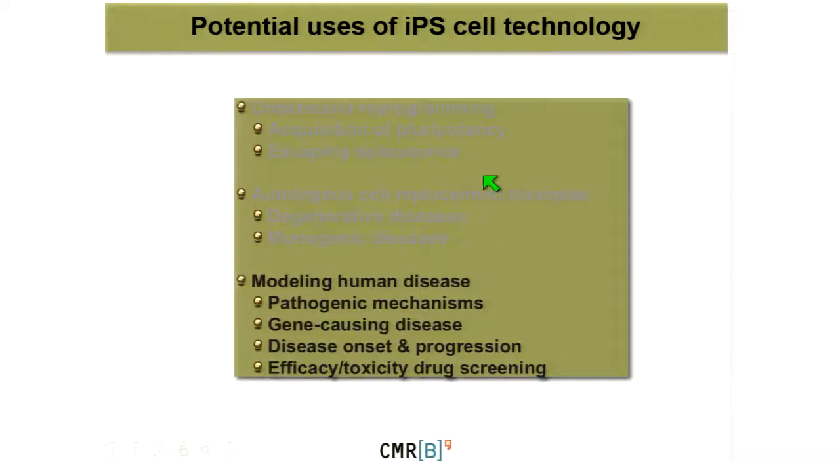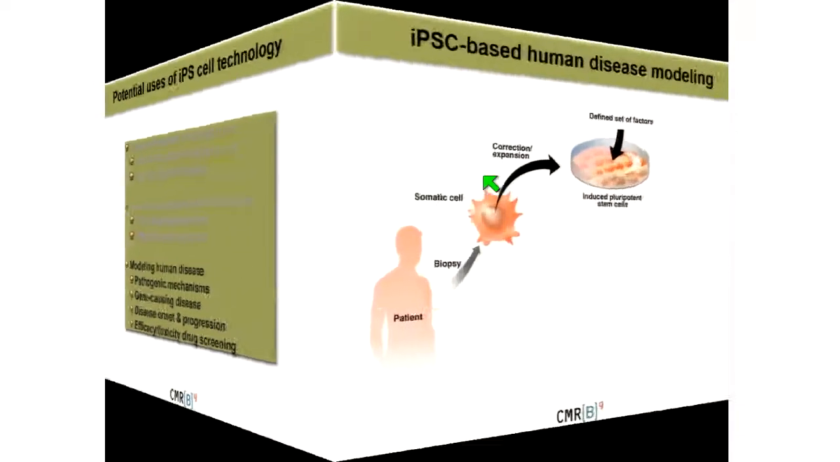This is particularly relevant for diseases, or has been mostly exploited for diseases that are of clear genetic origin. I mean, monogenic diseases are quite easy to model using this technology. And I'll show you some examples.